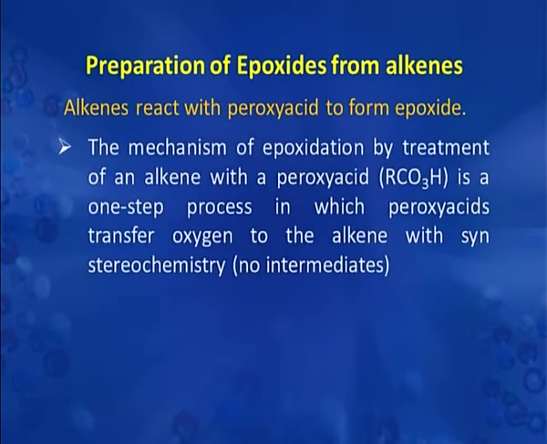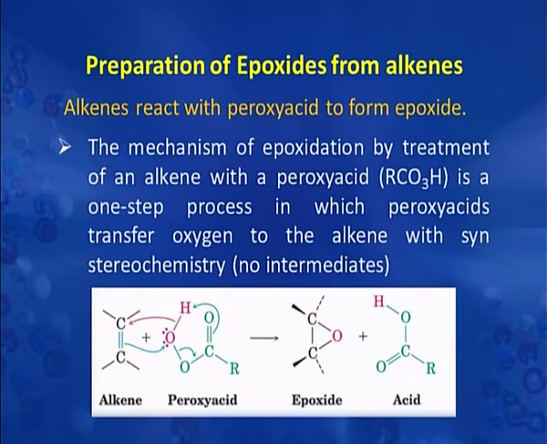We will now discuss the preparation of epoxides from alkenes. Alkenes, when treated with peroxy acid, form epoxide. In this particular reaction, this is a one-step process in which peroxy acid transfers oxygen to alkene with syn stereochemistry, and there is no formation of intermediate. Now, what is the meaning of this syn stereochemistry? Syn stereochemistry actually means that the addition takes place from only one side of the molecule.